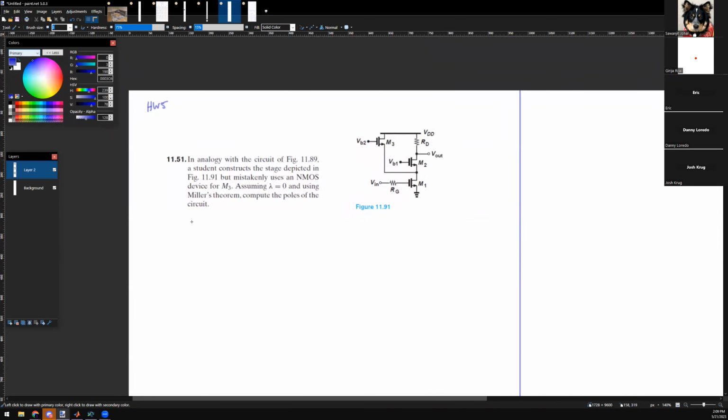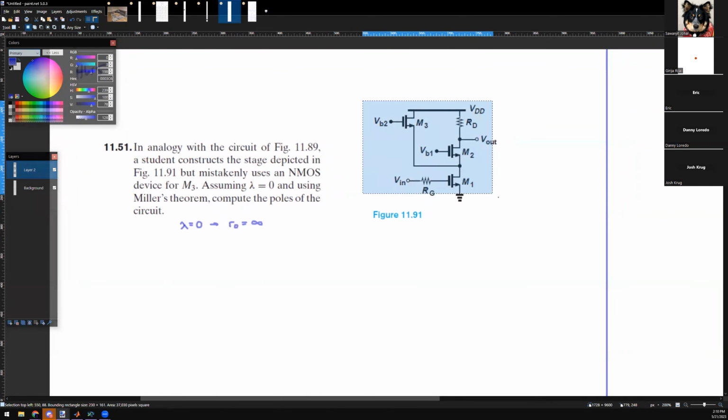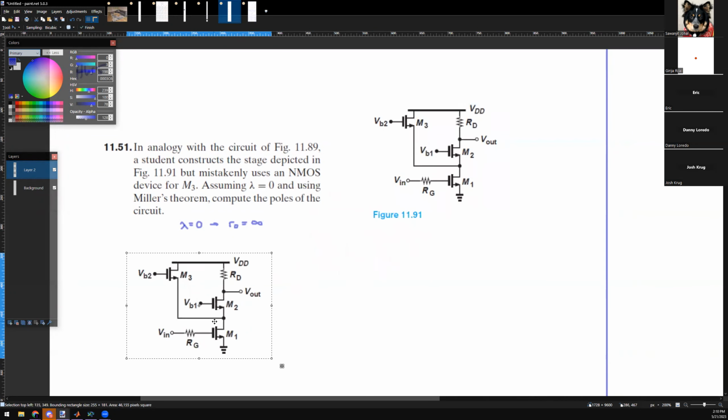All right. 11.51. In analogy with the figure in circuit 11.89, a student constructs a stage depicted in 11.91, but mistakenly uses an NMOS for M3 instead of a PMOS. Assuming lambda is equal to 0, that is to say that r_o goes to infinity, using Miller's theorem, compute the poles of the circuit. Okay, so from this, we need to, oh God, this is a lot.